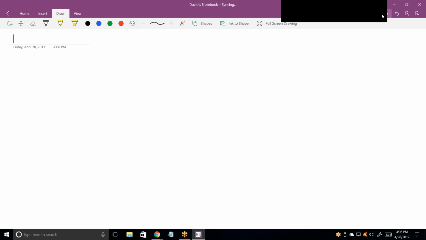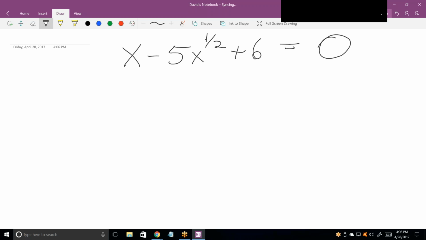So x minus 5x to the 1/2 power plus 6 equals 0. This is what I call a quadratic in disguise. It doesn't look like a quadratic because it's not x squared. But technically, a quadratic is any time this term is the square of that term. And it is. 1/2 squared is x. So we're really looking at a quadratic.